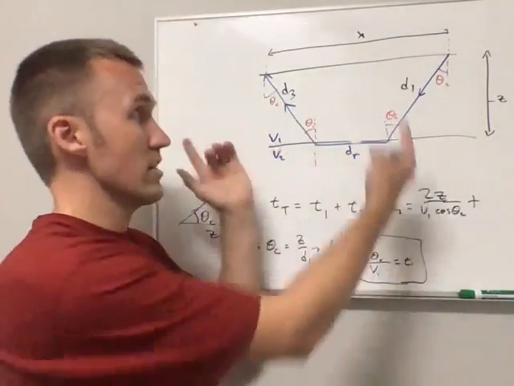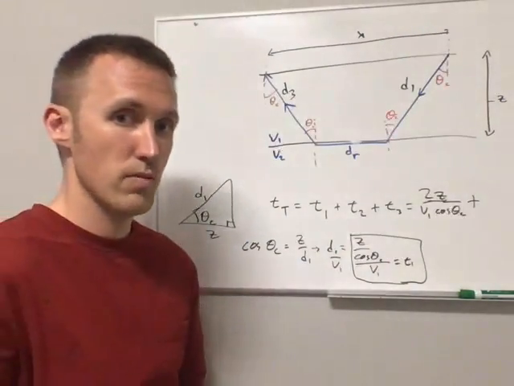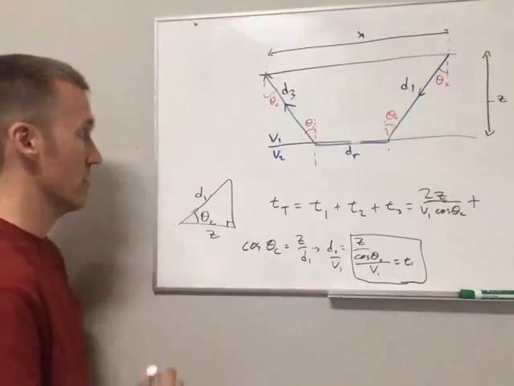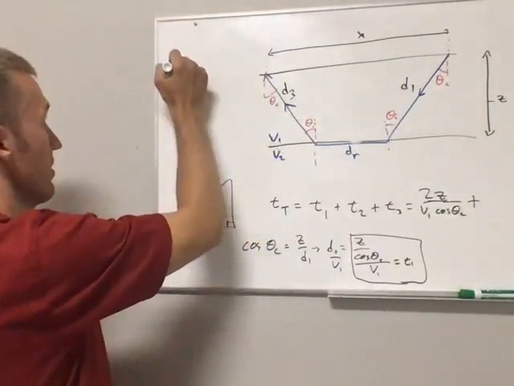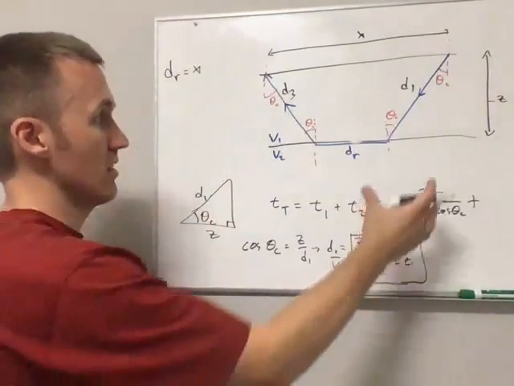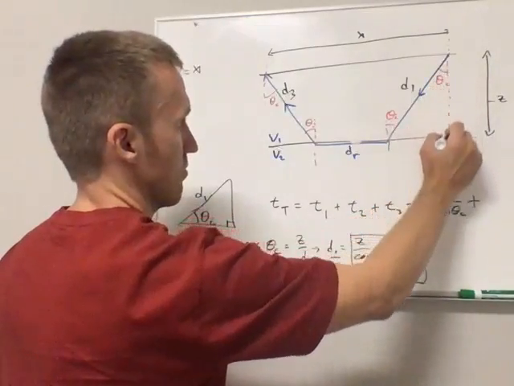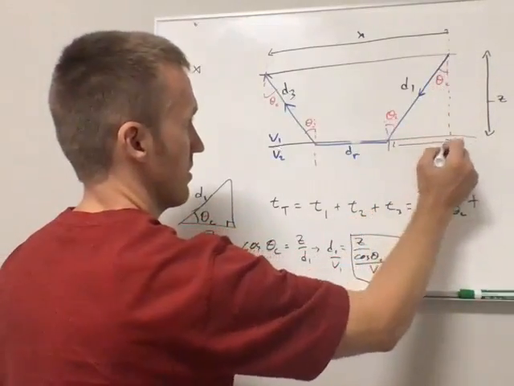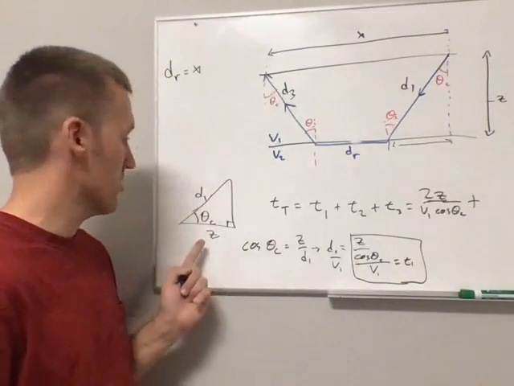So what we'll do is take this total distance x, and I'm running out of room to write on the board, but let's see if we can squeeze this in here. What we want is this distance dr, and that's equal to x minus twice this distance here. So if I bring this line down, whatever that distance is, this is actually going to come back to our triangle over here.